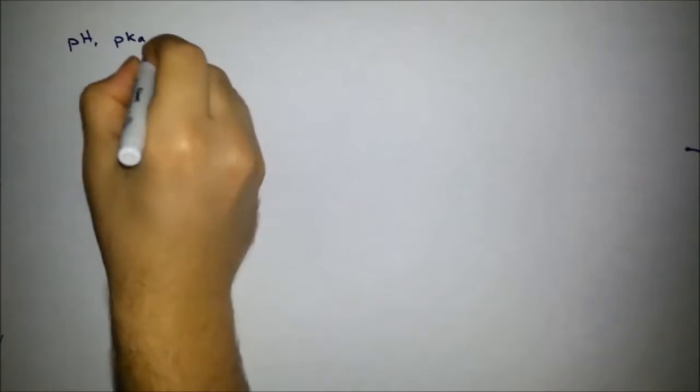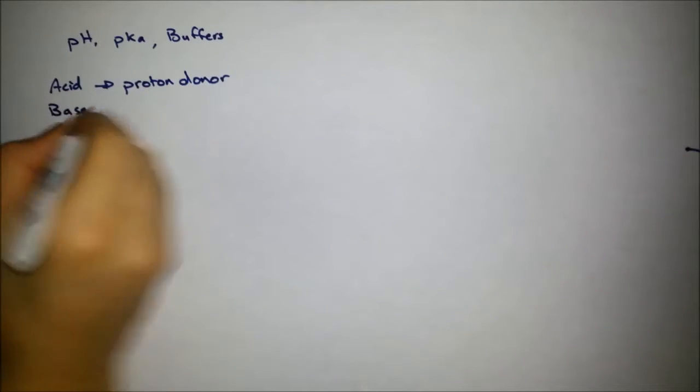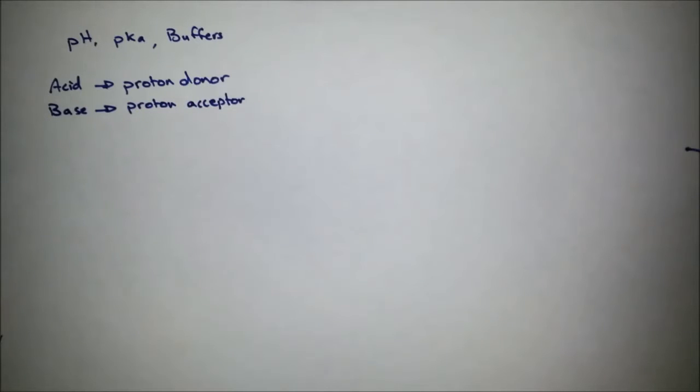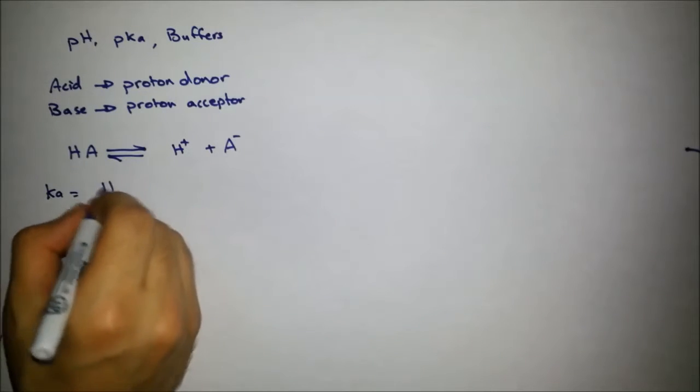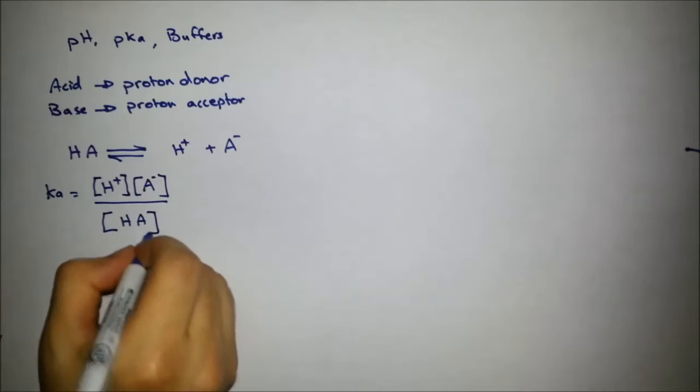Hi, in this video we are going to talk about pH, pK, and buffers. You all know that an acid is a compound that gives a proton, and a base is the one who accepts it. The first term we are going to discuss here is the dissociation constant, which is Ka. This is the ratio between the multiplication of the products' concentration and the acid concentration.